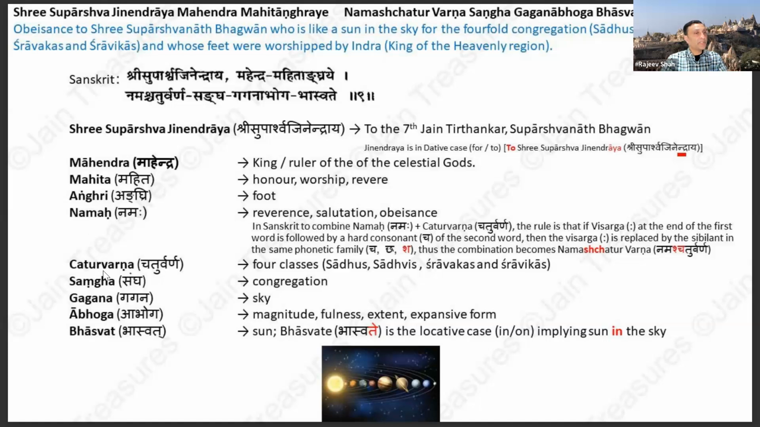So Nama means to bow down, and Chaturvarna, again, is a combination of two words. Chatur means four, and Varna means class. So the four classes: Sadhus, Sadhvis, Shravaks, and Shravikas. So that's our Sangh, the congregation. Gagan means sky. Abhog means magnitude, fullness. And Bhaswat means sun. Again, as you can see, the word here is Bhasvate, the ending. As I mentioned, the endings in Sanskrit are the most important.